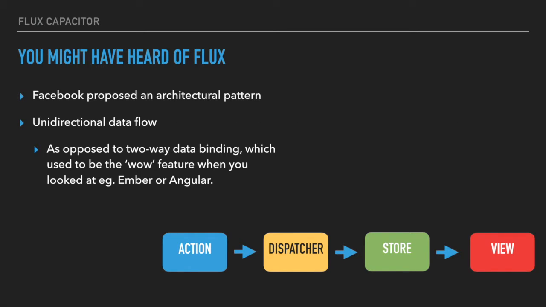So Facebook proposed an architectural pattern some time ago, which I'm sure you've heard of unless you've been hiding under a rock. Flux. So the big thing about Flux is it has unidirectional data flow. The data flows from the action, which is the thing that's happened, through this dispatcher, which dispatches it to the store, and the store is the repository for all of the application state. And when the application state updates, it tells the view, oh, the state is updated. Why don't you change what the user can see so that it reflects what the state of the application is?